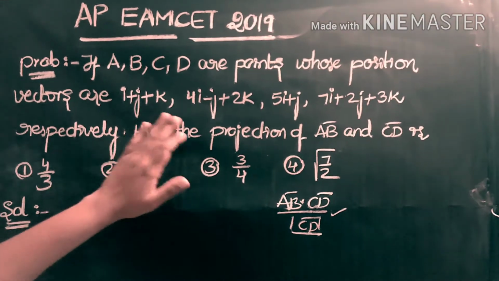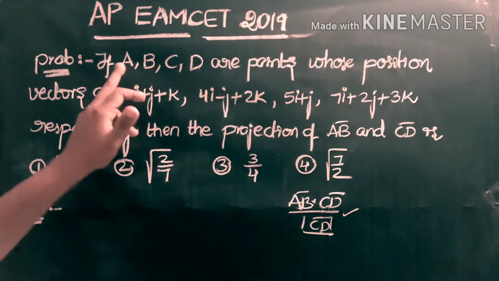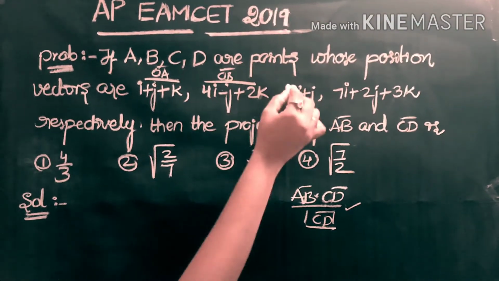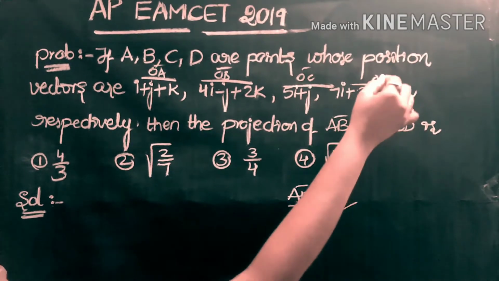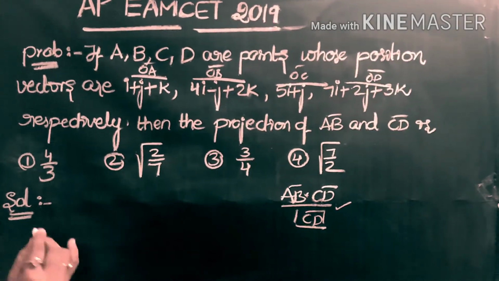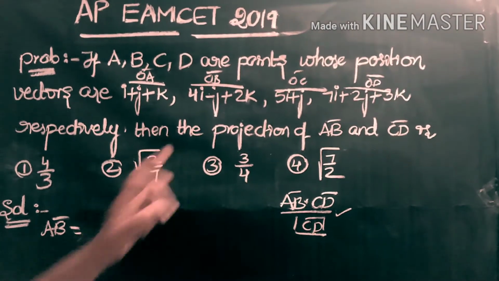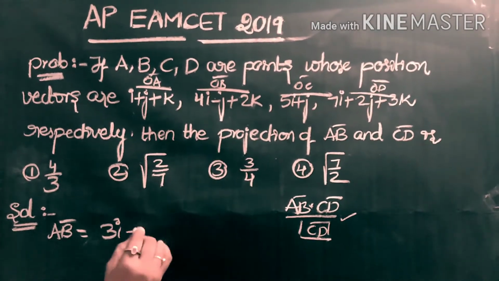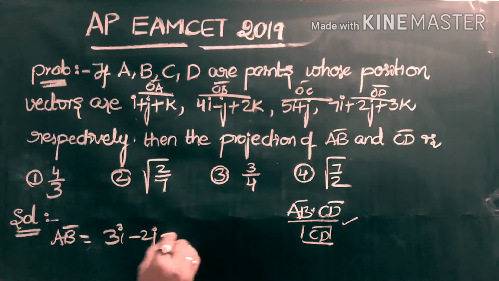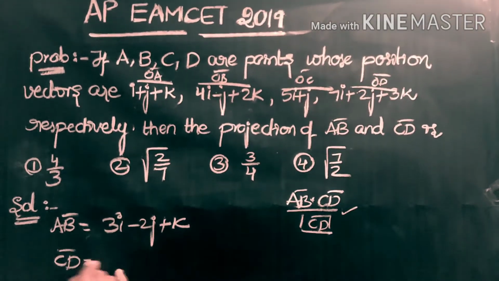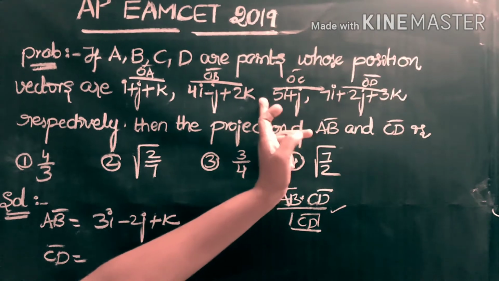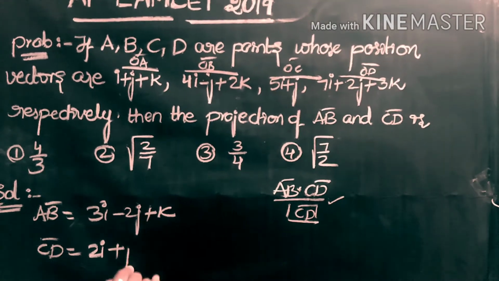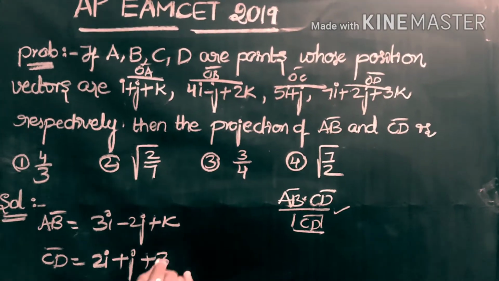So first we are taking the given vectors as OA bar, OB bar, OC bar, OD bar, since these are the position vectors of A, B, C, D. So the first value is OA bar, second value OB bar, next value OC bar and last value OD bar. These are the given vectors. So first taking the value of AB bar. AB bar is equals to OB minus OA, that is 4i minus i, 3i, minus j, minus 2j, 2k minus k, plus k. This is AB bar value. Next, CD bar is equal to OD bar minus OC bar, that is 7i minus 5i, 2i, 2j minus j, j, plus 3k. This is CD bar value.